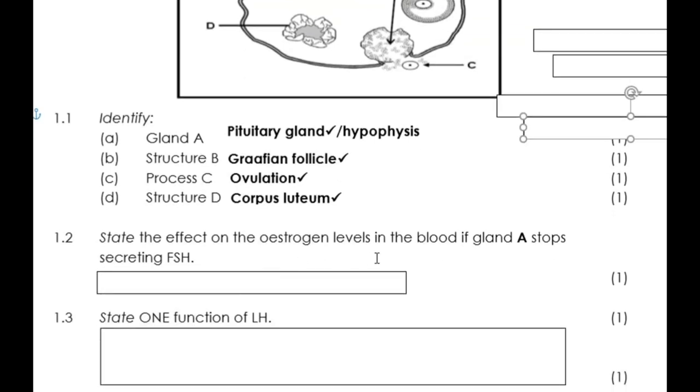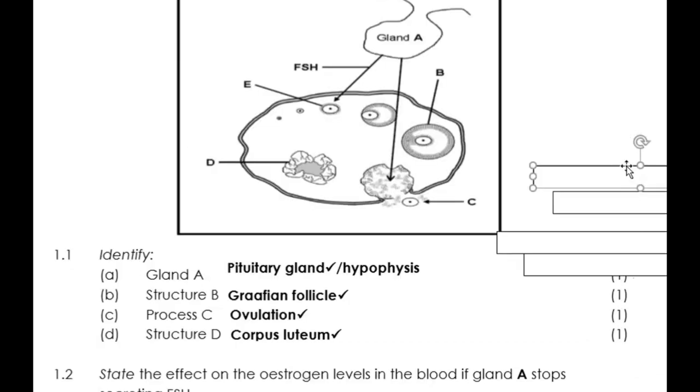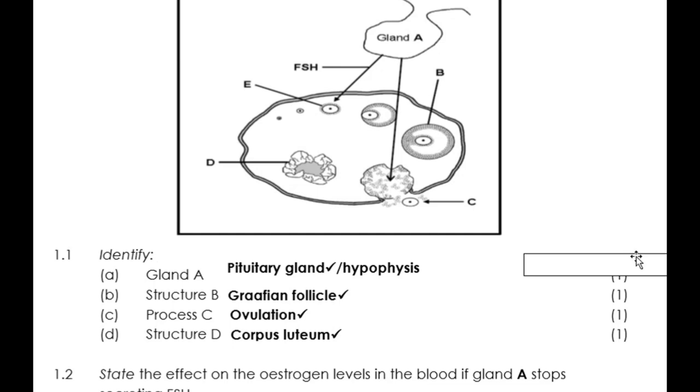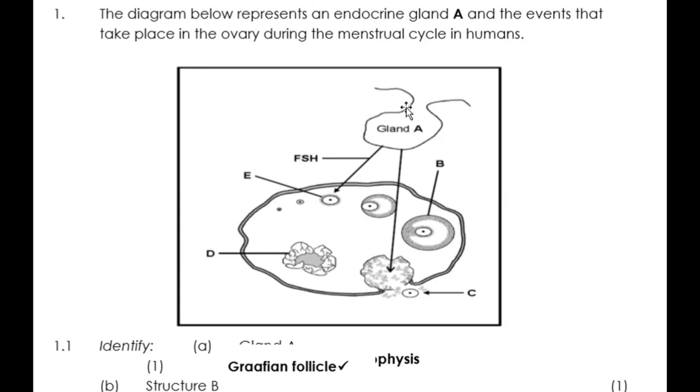State the effect on the levels of estrogen in the blood if gland A stops secreting FSH. So let me just stand still here for a second. I'm running quickly out of time. I'm watching my time. It's almost 25 past. You guys have now labeled the glands, which is fantastic. And you will see that gland A will secrete, obviously, FSH and another hormone that's called LH, okay? Now, remember, estrogen comes from what? Ask yourself, where does estrogen come from? It comes from the follicles, isn't it? And the follicles would be this over here. So this would be the Graafian follicle.